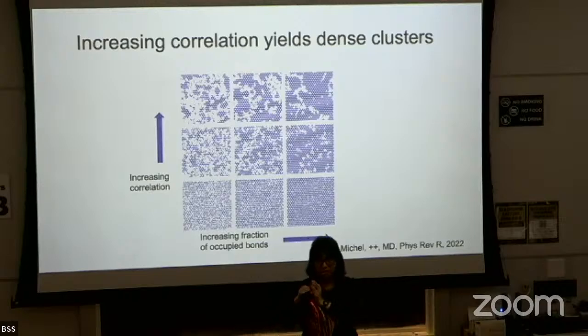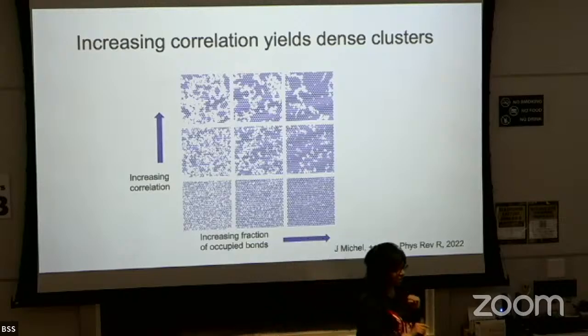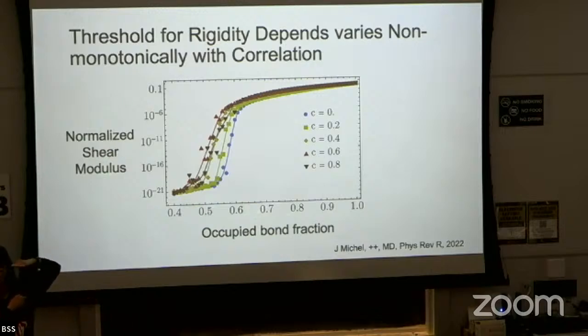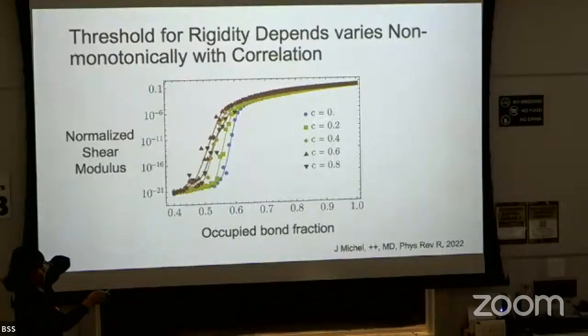We can calculate the shear modulus and plot that as a function of P, right? And what the shear modulus looks like is the following. So this is again P, the occupied bond fraction. This is the normalized shear modulus. So we take the shear modulus and divide it by the shear modulus for the completely ordered lattice, when all the bonds were there, so that the maximum value will go to 1, etc. And what we find is that, for zero correlation, C equals 0, this is where my percolation transition would have taken place, right? If it was completely homogeneous.